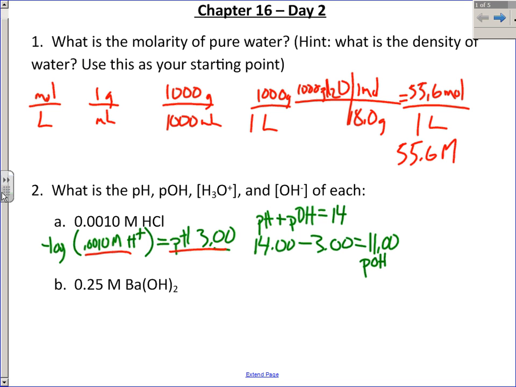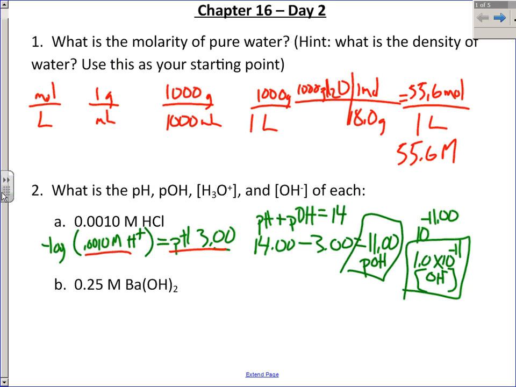And finally, all we need is OH-. Well, if we take the 10 to the negative 11.00, we would get 1.0 times 10 to the negative 11th. That would equal our OH- concentration. So there are our 4 values for the first one. So if it's a strong monoprotic acid, we know the concentration of the acid equals the concentration of the hydronium. And from there, we could figure all the rest out.